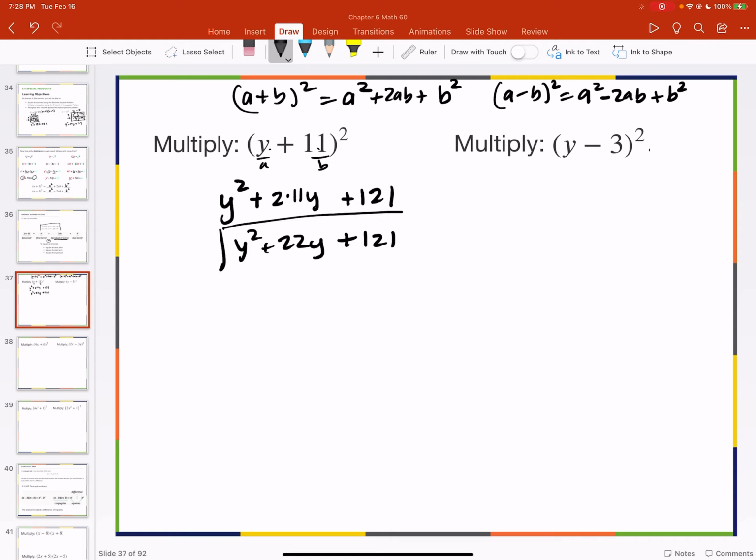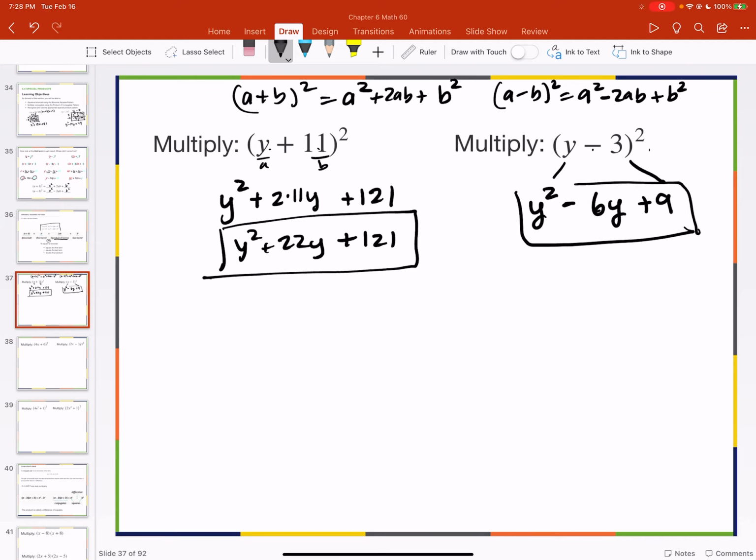So it's really nice. Okay, so again here, this one, first term squared, y squared. Last term squared is 9. It's a plus, negative 3 times negative 3. And then in the middle, it's minus. So 2 times 3y is 6y. And that's it. Okay, so see, I didn't even have to do a box.